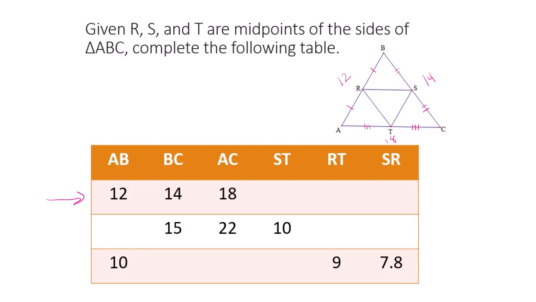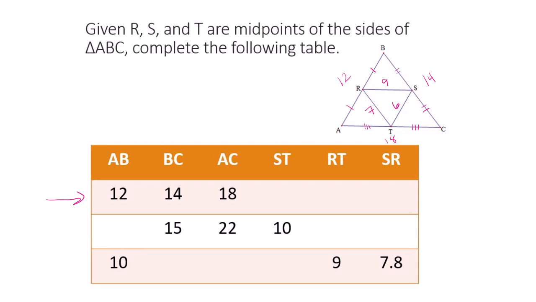each of the midsegments will be half of the side that it's not connected to, right? So RS is not connected to AC, and so it's half of that, so it'll be 9. RT is half of BC, which is 14, so RT will be 7. And then ST is half of AB, or half of 12, which is 6. Okay, so we can put all those values in here.